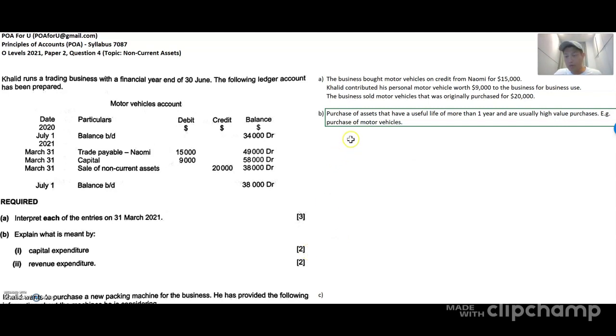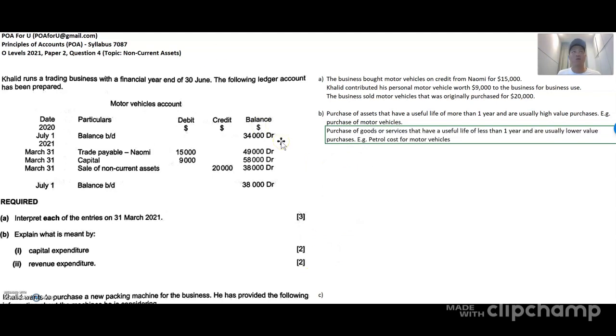And that's simple. The example is purchase of motor vehicles. Now, what's revenue expenditure? These are things that you buy for the day-to-day running of the operations of the business, and it's usually a low value item and it's usually used very quickly. So useful life is less than a year. An example of this is the petrol for your motor vehicles. That's something that you use within a week and probably that's done, finished, gone.